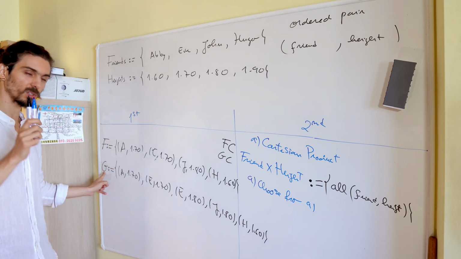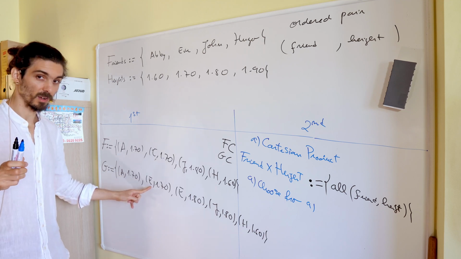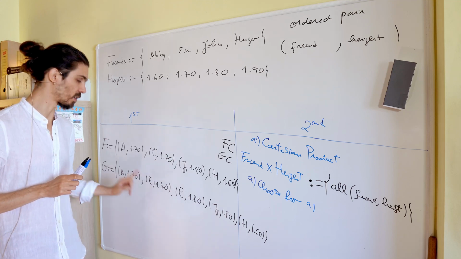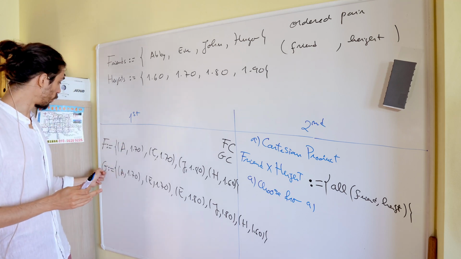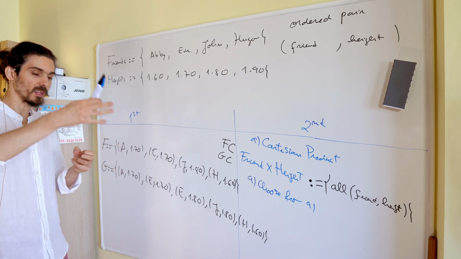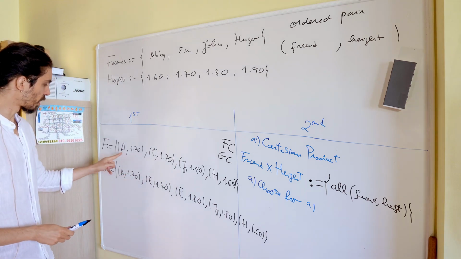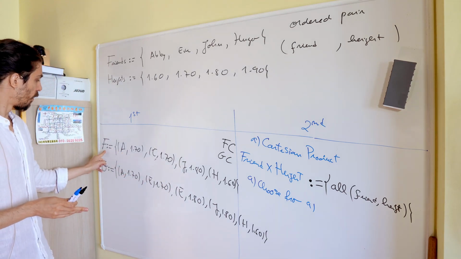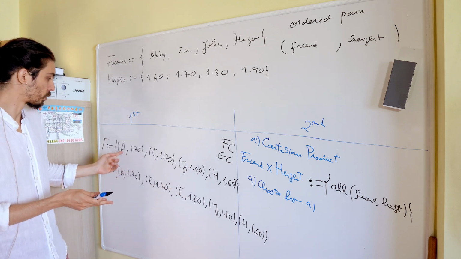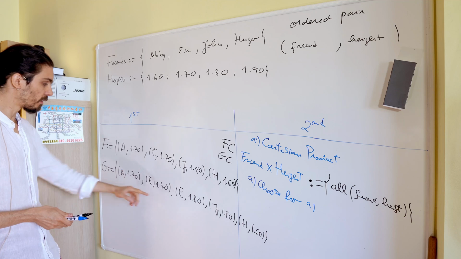But now let's focus on G. For G, you know that Abby was 170. Eve now has a problem because it has two pairs, so there are two heights assigned to Eve. And so there is an ambiguity while working with G. You don't know what element you are assigning to the first entry. As a result, when you're looking at F, the first entry only appears one time. So Abby only occurs one time, the same for Eve, John, and Hugo. For the second set, for G, this is no longer the case.